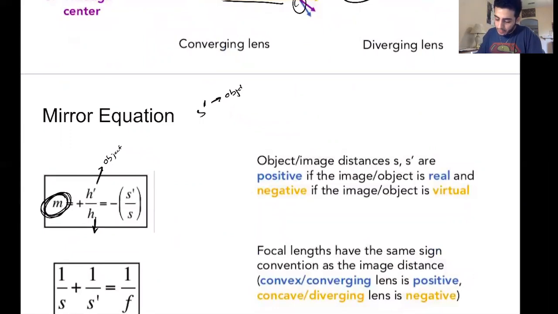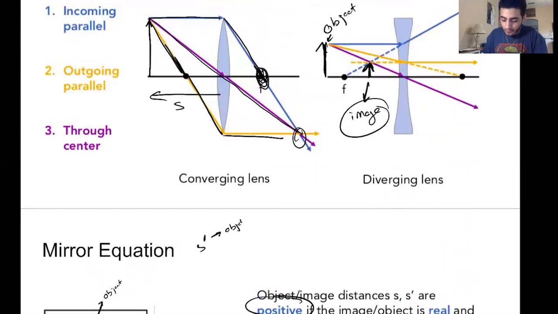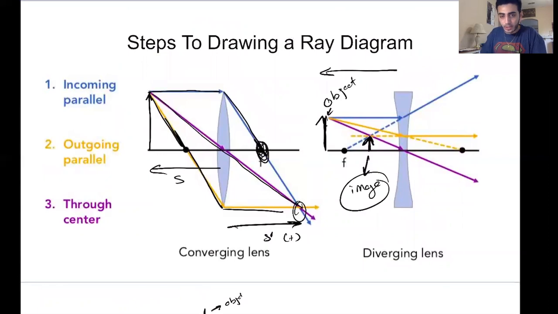If the image or object is real, then it will be positive. So if it's real, it will be positive. This is real, so this S is positive. This is also a real image, so this S is positive, okay? Now, this S over here for the object is obviously a real object. But this image here, this is a fake object, I don't know if that's the correct term, but it's not real. So then this S would be negative. Okay. So the object is positive here, and the image is negative here.